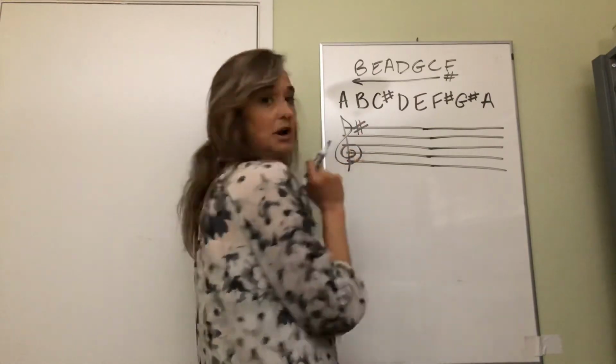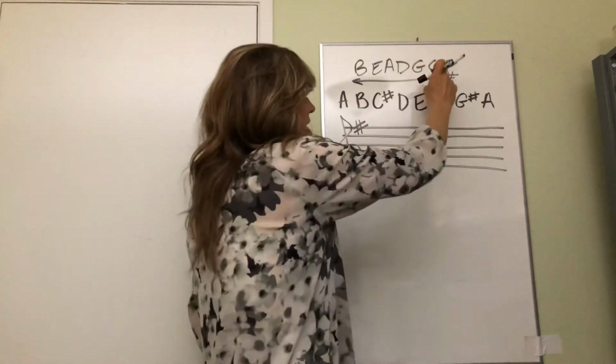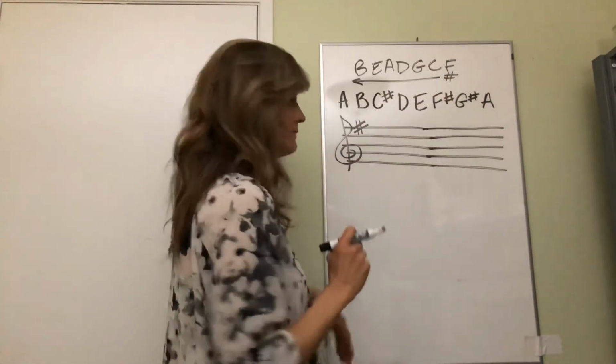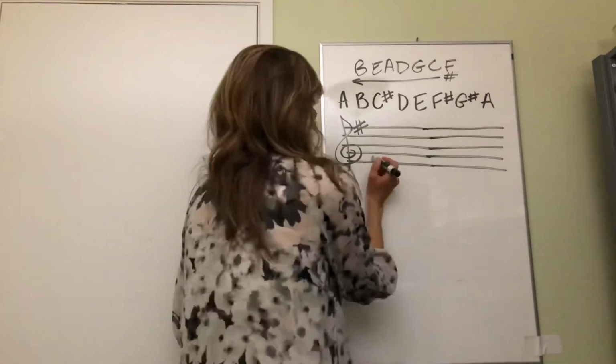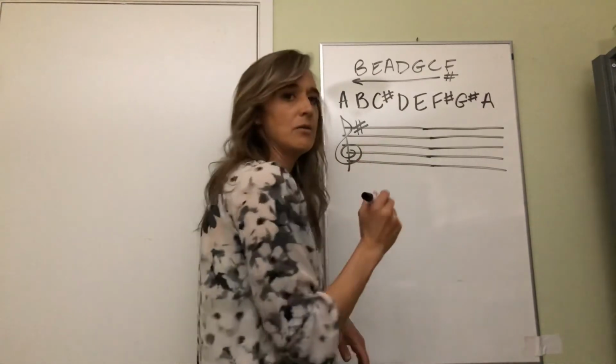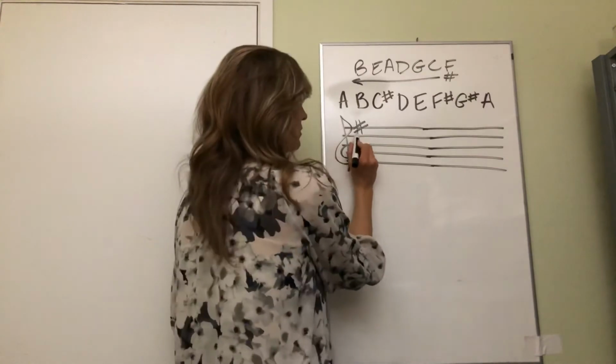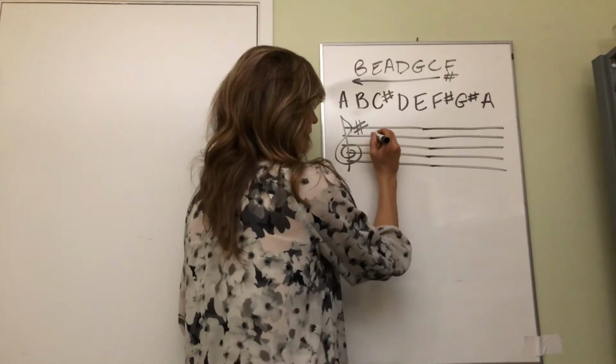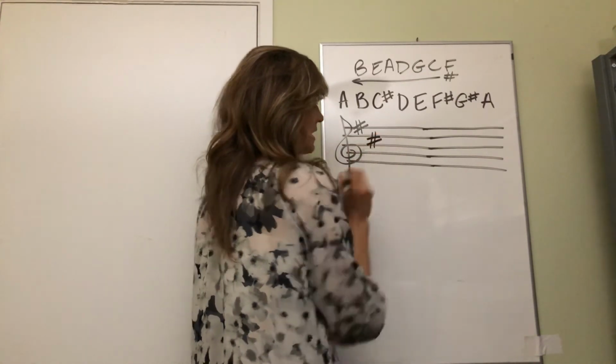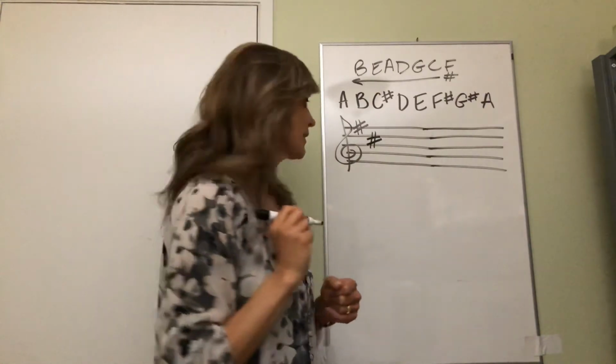F, what is our next sharp? C. Okay, where is C? F-A-C-E. So it goes on the second space. Now we're going to go a little bit to the right, and then we'll draw in our sharp sign right there. Okay, let's keep going.